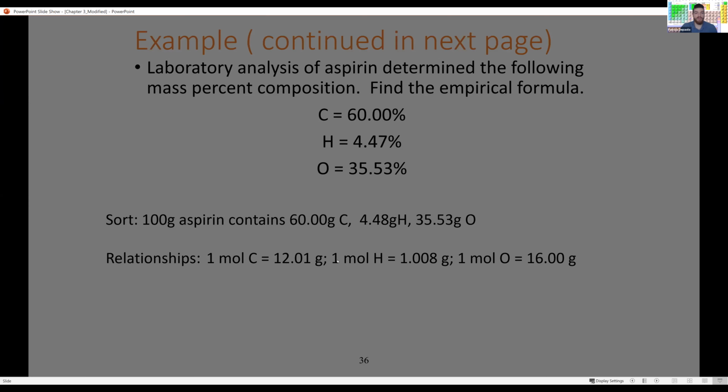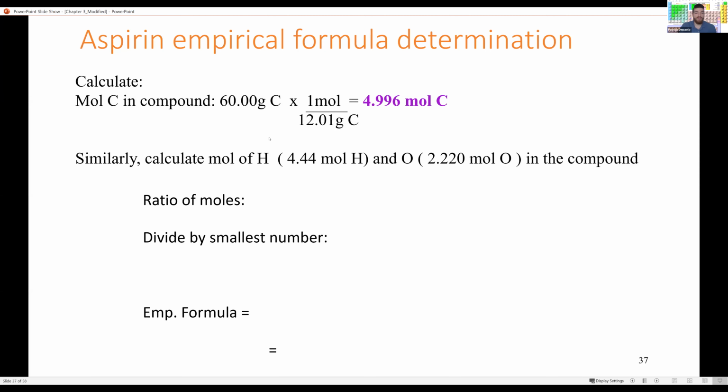So let's see where they go from here. All right, so they did all the moles. They have 4.99 of carbon, 4.44 of hydrogen, 2.22 of oxygen. Now we want to divide all of those mole numbers by the lowest amount, 2.22. So if we divide the carbon, 4.996 divided by 2.22, I get 2.25. This is what I was talking about before. It's not a whole number. If I divide 4.44 by 2.22, I get exactly 2.